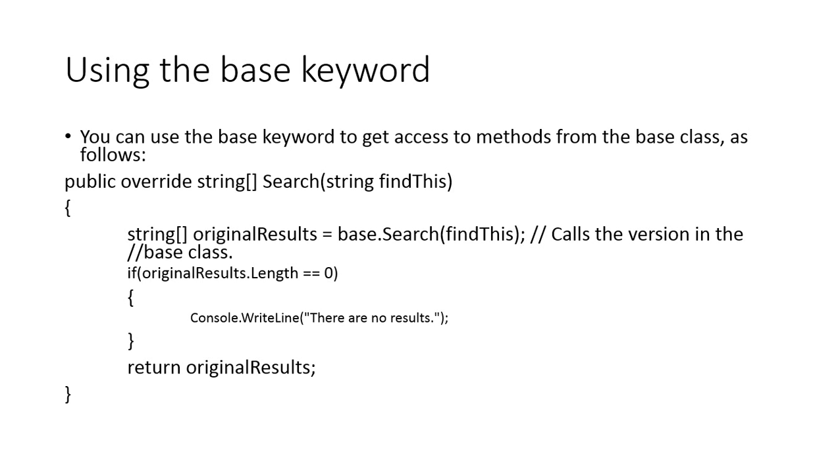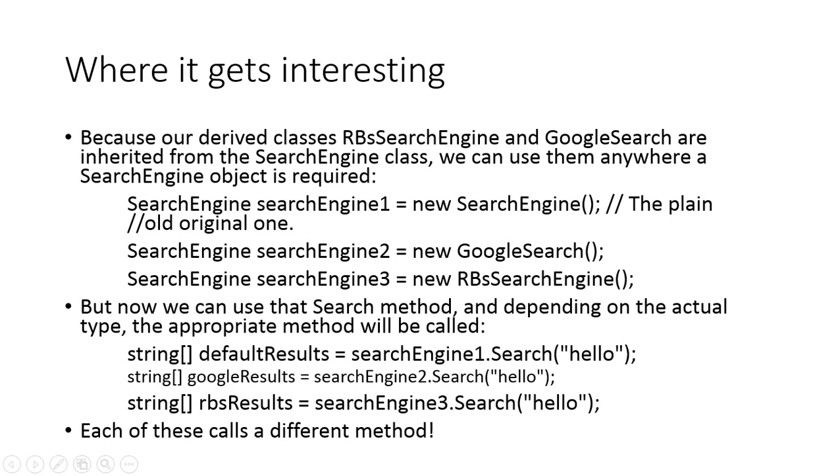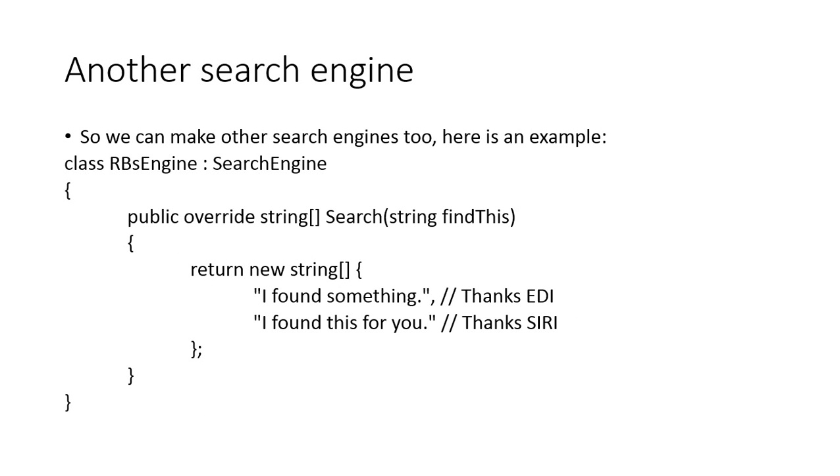Also, you can use the base keyword to access methods from the base class as follows. If you want to access the methods from the base class, you just do base dot, base period, and then whatever the method name is that you're looking for. So in this case, base period search, find this, calls the version that's from the base class and sticks it into the original results. And in this case, it would write out that there's no results because, of course, we defined this to be an empty string. So this is the overridden string search, which would appear inside of the RB search engine or Google search engine in place of that.